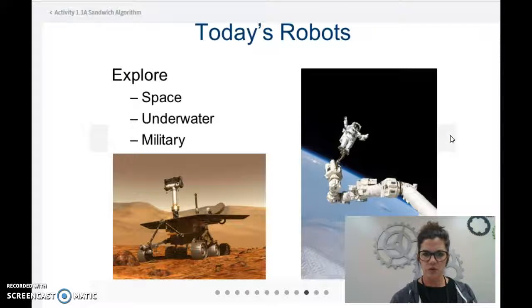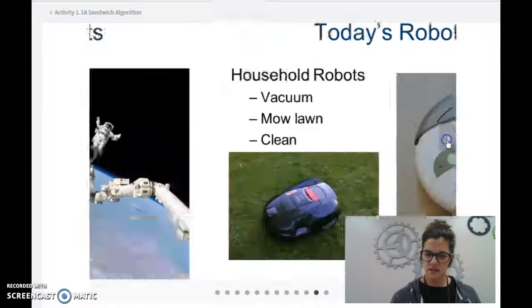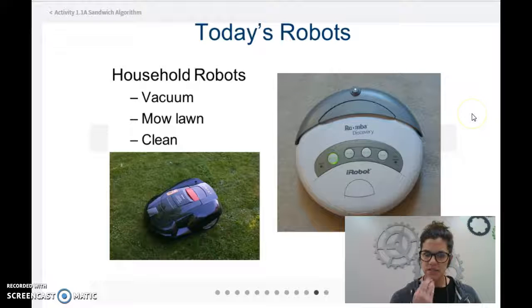Some more of our exploratory, space, underwater, military. And again, we touched on all of these with our presentations. So we're just hitting the hot spots here. Household robots are vacuums. If you see on this left-hand side right here, this is one that mows the lawn. So these are very useful tools at home.